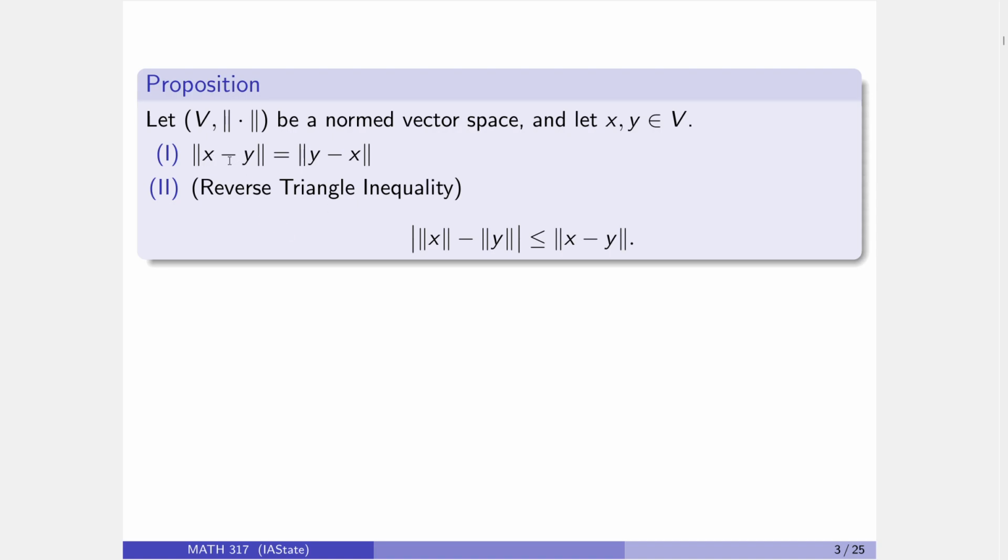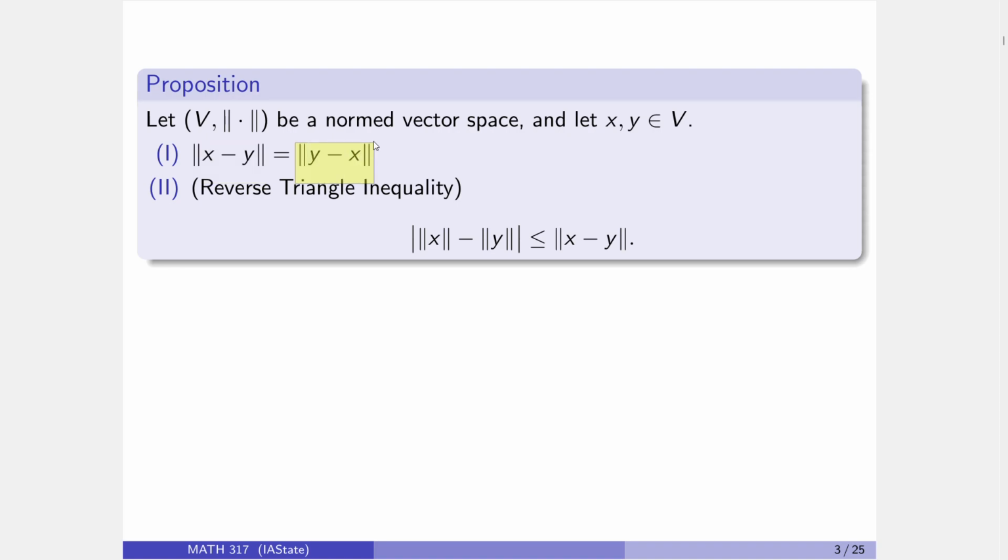So one property is that the length of a difference is equal to the length of the same difference in the opposite order. So x minus y is generally not equal to y minus x, but here we see the norms line up. And intuitively, if we're thinking about norm as representing a length, this quantity right here is representing the distance between x and y.